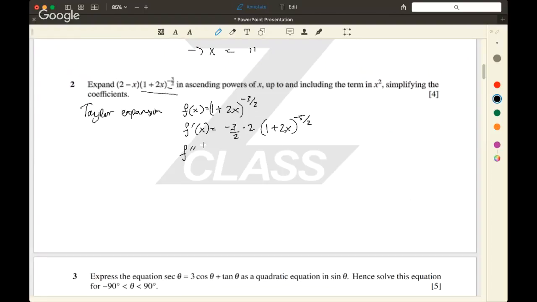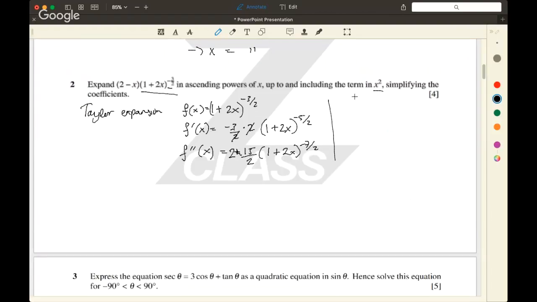And our second derivative, because we're looking up to terms in x squared, so we're going to need our second derivative for the second derivative term, minus 5 over 2 comes out. So by the way, these two have cancelled. So we get plus 15 over 2 times another 2 has come out. 1 plus 2x to the minus 7 over 2.